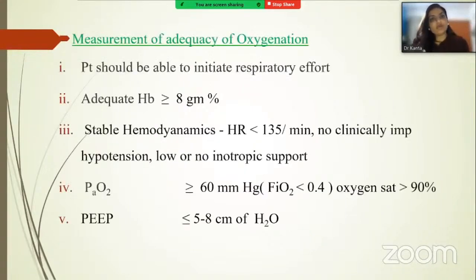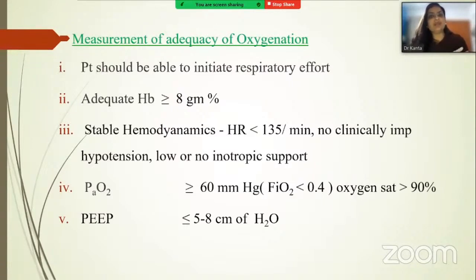Now that we have taken care of the primary pathology, we have taken care of the ventilatory mechanics of the patient, the muscle strength, the drive to breathe, the work of breathing. When all these things have been taken care of, we move to the measurement of adequacy of oxygenation. The oxygenation should be adequate for the patient to breathe spontaneously for a prolonged duration of time, to breathe on his own and to maintain it for a longer duration.